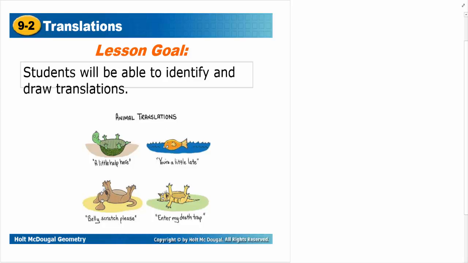Anyway, there's little cartoons that Miss Moore came up with, so yeah, they're cute. Okay.